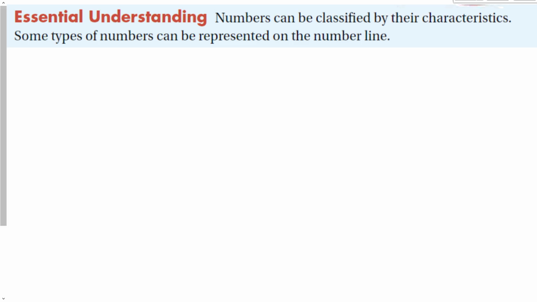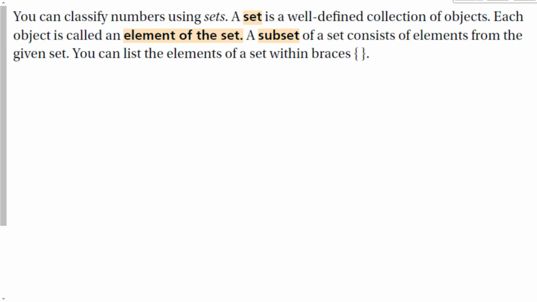Okay, so numbers, our next essential understanding is that numbers can be classified by their characteristics. Some types of numbers can be represented on a number line. We can classify numbers using something called a set. What is a set? Well, it is a well-defined collection of objects. Anything could be a set, but mostly in this class we are going to talk about sets of numbers. But you could have sets of people, sets of golf clubs, anything, doesn't matter, as long as it is well defined.